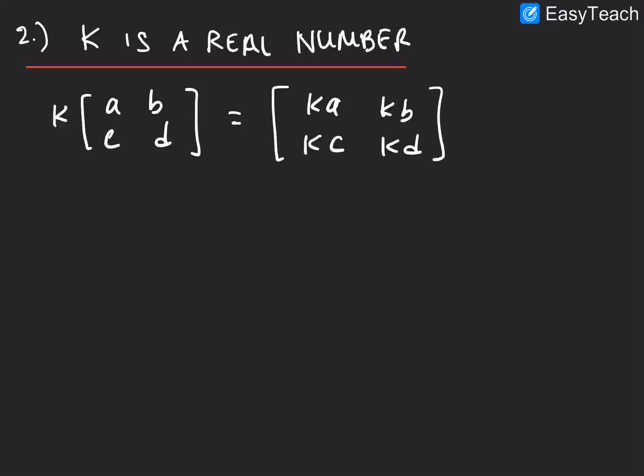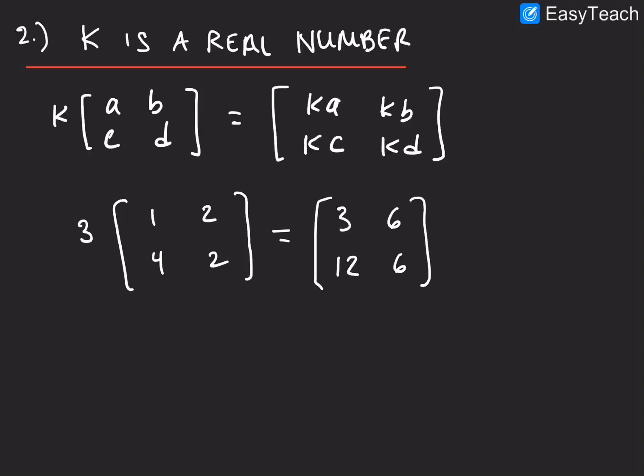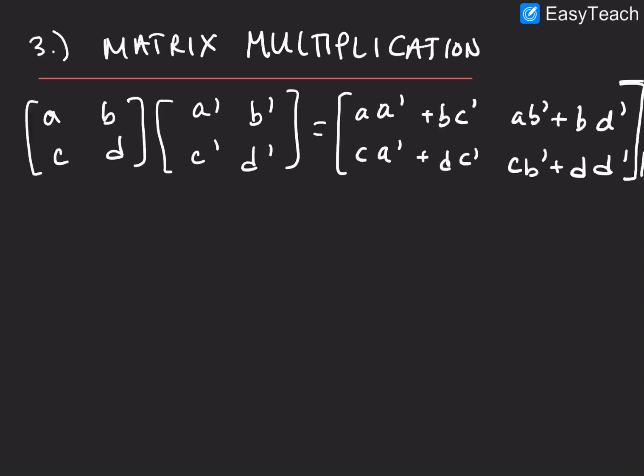Let's see what's next. Do you guys want to see a problem really quick? Let's just make up a problem. Let's say we want to multiply 3 to this matrix, which is 1, 2, 4, 2. Our resulting matrix would be 3, 6, 12, 6. Because you do have to multiply that 3 to every single term of that matrix, right? No problem.